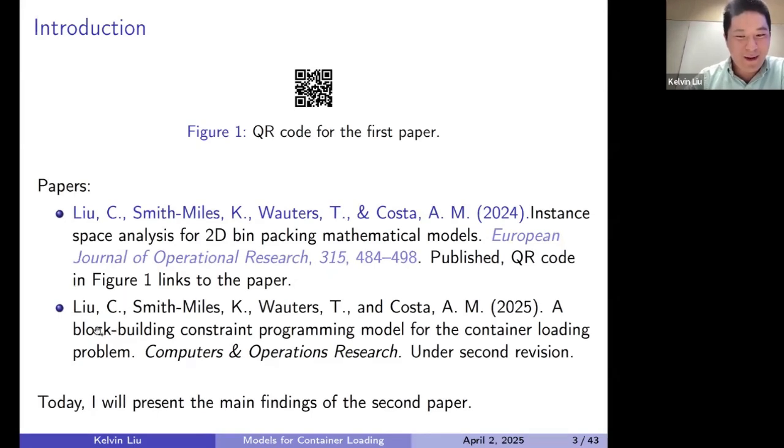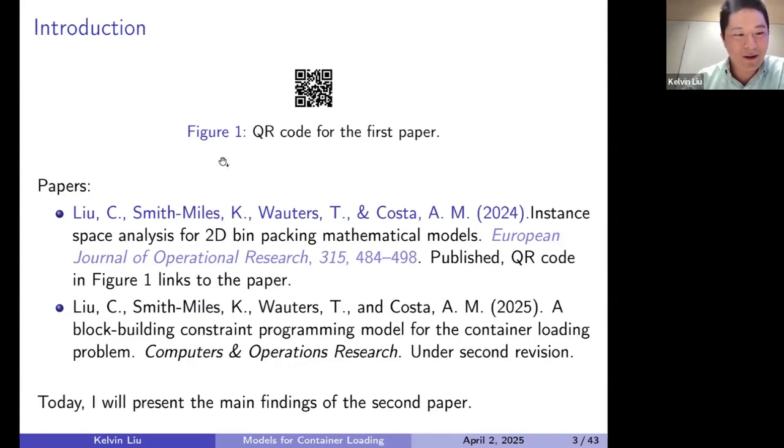I'll be talking about the second one, which is the title of the presentation, which was submitted to the Computers and Operations Research Journal, which is currently still under second revision. I will present the main findings of the second paper, but I probably won't have time to talk about everything that's in there. So I'll just focus on the most important parts.